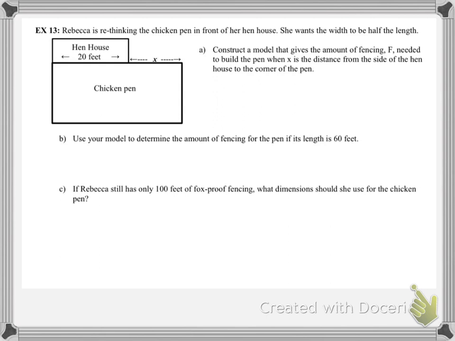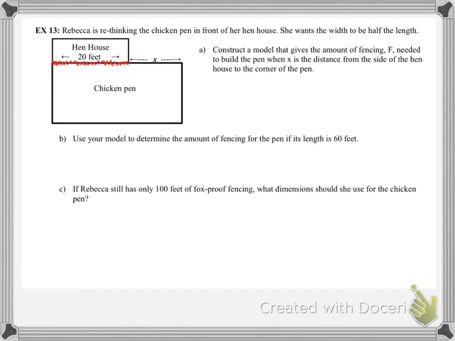So just to be clear, Rebecca does not need any fencing right here, because if you put up fencing there, then they wouldn't be able to get from their pen to their house to lay their eggs. So we just need fencing around the outside of the pen.